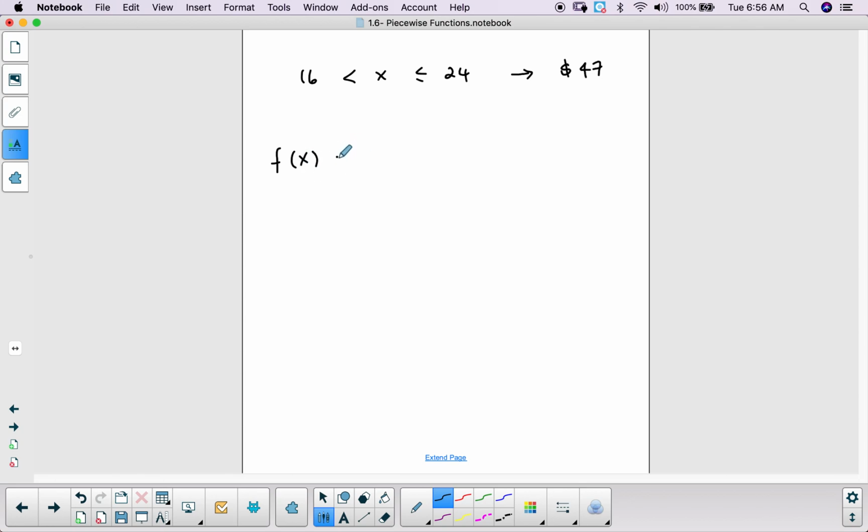So f of x is 3 parts, so you'd say it's equal to, open up this big curly bracket, and you'd say 5 for values of x that are between 0 and 2, not including 0, but including 2. And then it's the equation of that line we just got, 3x minus 1, for values of x between 2 and 16, not including 2, but including 16. And it's going to have a flat rate of $47 for values of x between 16 and 24, includes 24 but does not include 16. And this is how you'd write the statement for the 3 parts of the function. So it has 3 parts and 3 intervals.